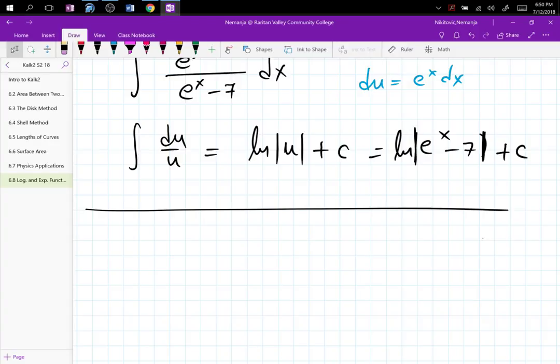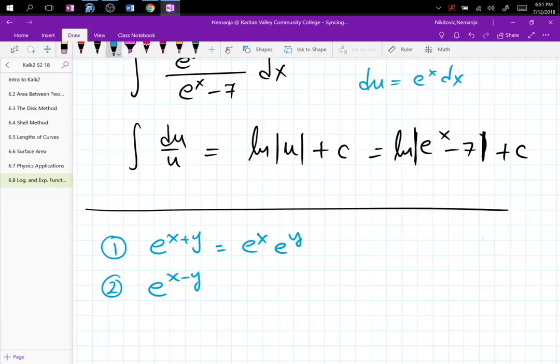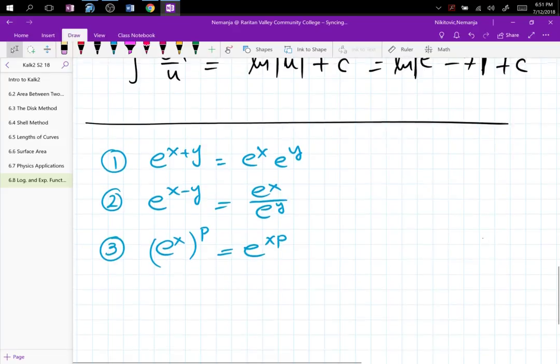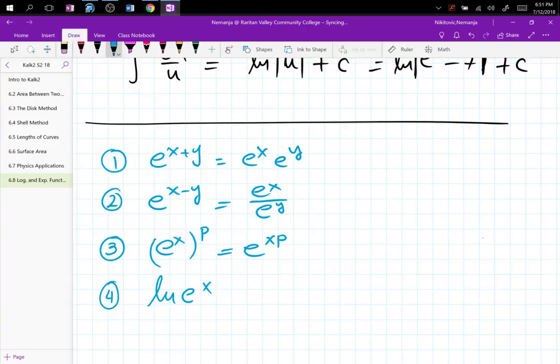Now, if you use number e and create an exponential function as e to the x, we can use basic properties for exponential functions where e to the x plus y is e to the x times e to the y, e to the x minus y is e to the x divided by e to the y. Number 3, e to the x raised to some power p is e to the x p. Then we have ln of e to the x is equal to x.